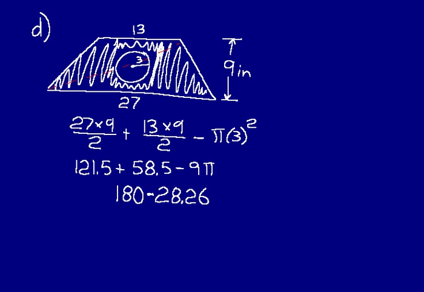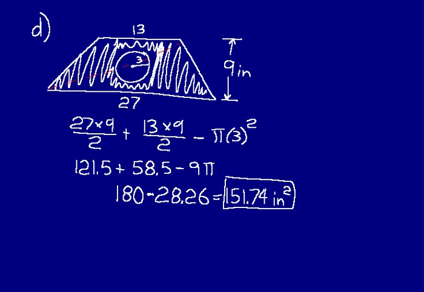And so that's what we do when we figure out the area of a shaded region. We have our trapezoid, which has an area of 180 inches squared. Subtract that circle out in the middle, and we get 180 minus 28.26 is 151.74. And then don't forget the units, inches squared. 151.74 inches squared is the area of that shaded region.